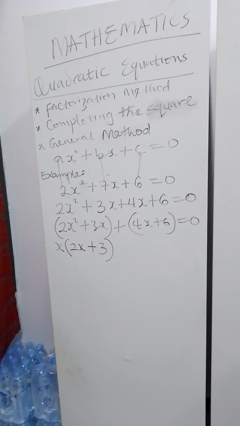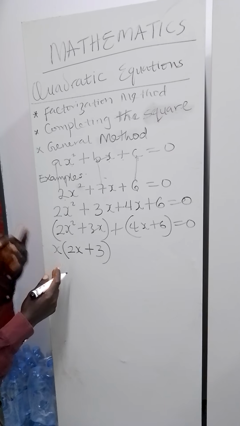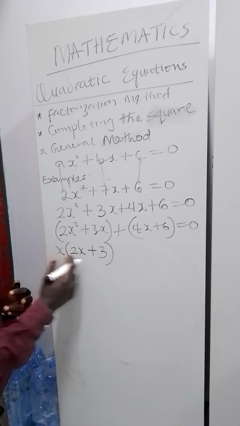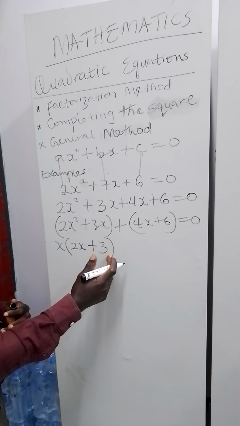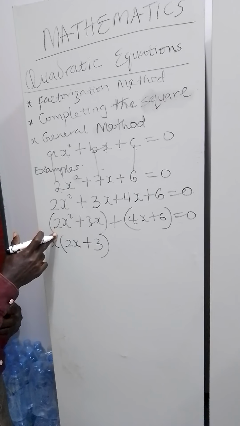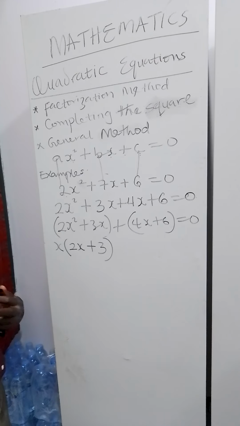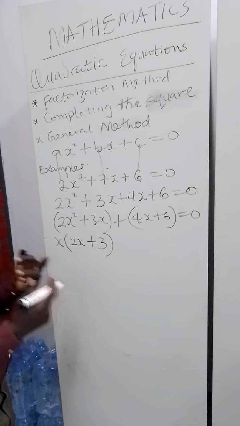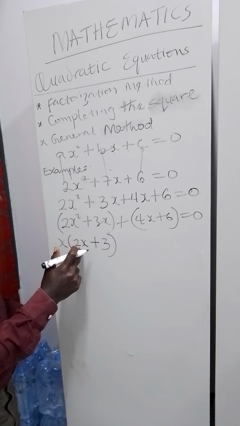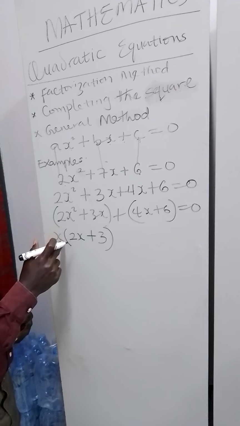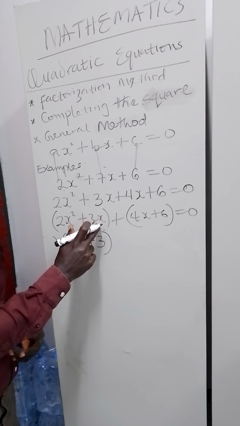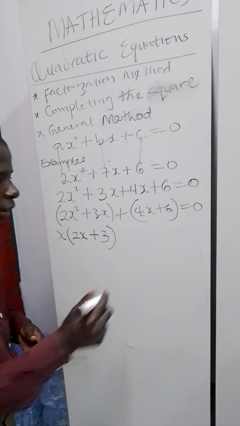And for you to know whether you are correct or wrong, you can just pause and open the bracket. By the time you open the bracket, you must get the previous step back. If you are unable to get the previous step, then you are wrong. Let us check. X multiplied by 2x gives us 2x squared. X multiplied by 3 gives us 3x. I believe that step is clear.